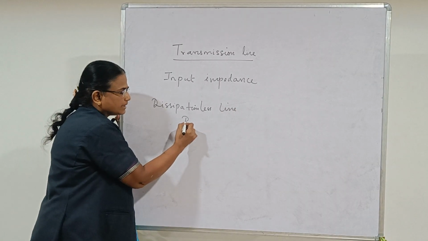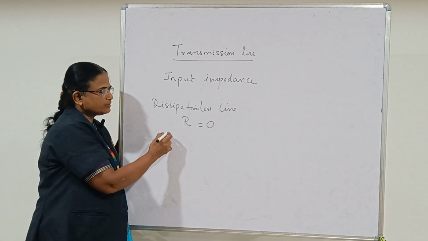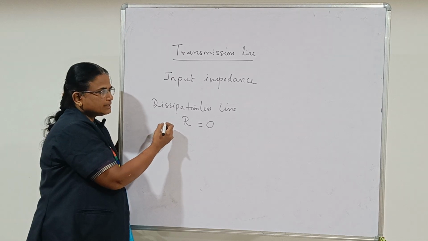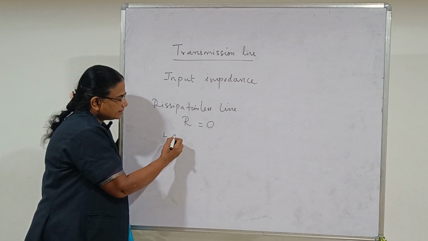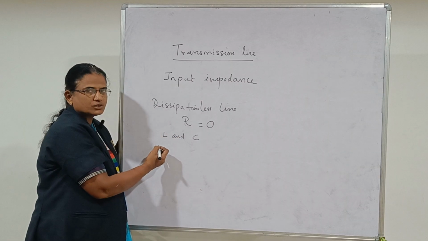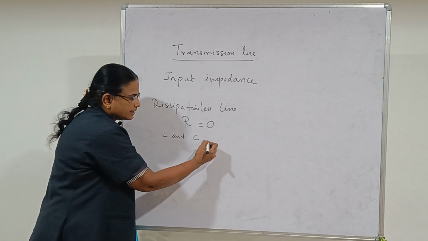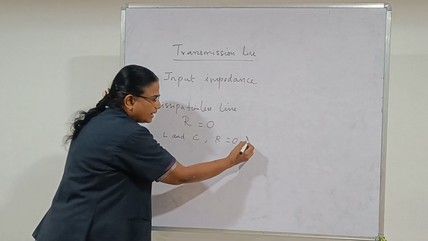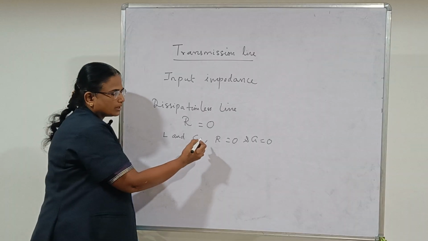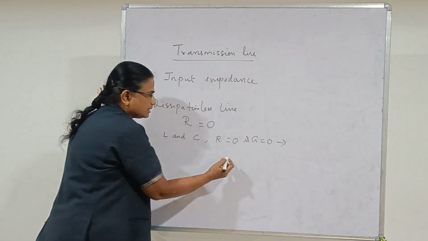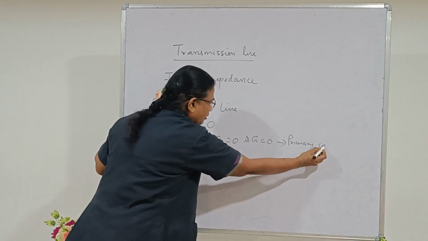For this line, the resistance R equals 0, and the constants for the line of zero dissipation, or the dissipationless line, are L and C. These two are the primary constants for a line of zero dissipation, whereas here the value for R is 0 and conductance G is also 0. So, these are all the primary constants.